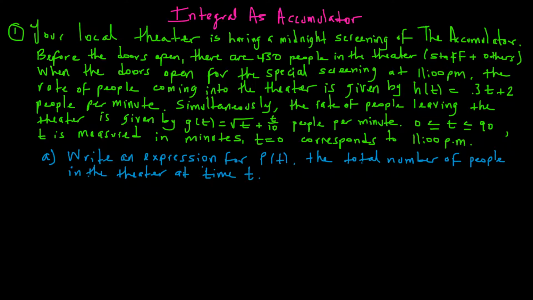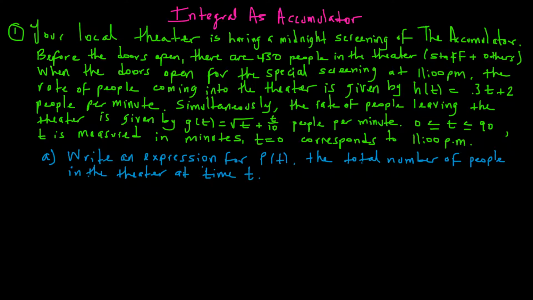Simultaneously, the rate of people leaving the theater is given by g of t equals the square root of t plus t over 10 people per minute. t is between 0 and 90 inclusive. t is measured in minutes. And t equals 0 corresponds to 11 p.m., which is when the doors open for the special screening. And the first question, write an expression for P of t, the total number of people in the theater at time t.